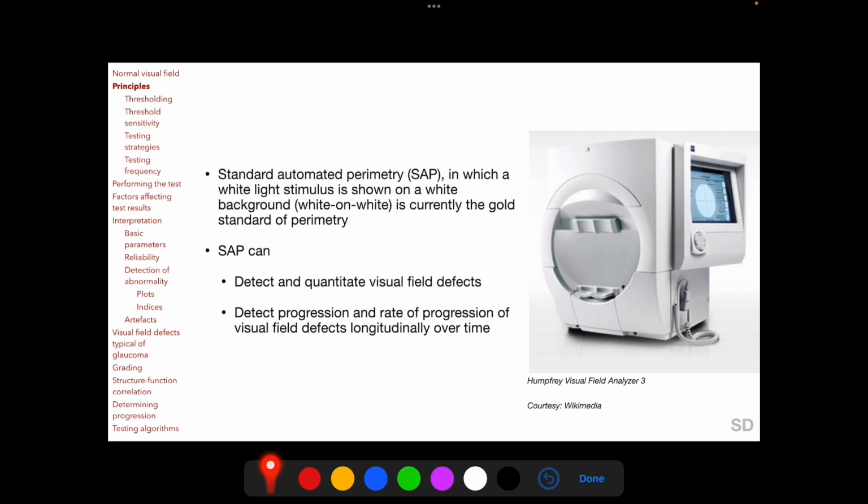Standard automated perimetry, in which a white light stimulus is shown on a white background, and so-called white-on-white perimetry, is currently the gold standard of perimetry. Standard automated perimetry enables us to detect and quantitate visual field defects and detect progression as well as the rate of progression of visual field defects longitudinally over time.